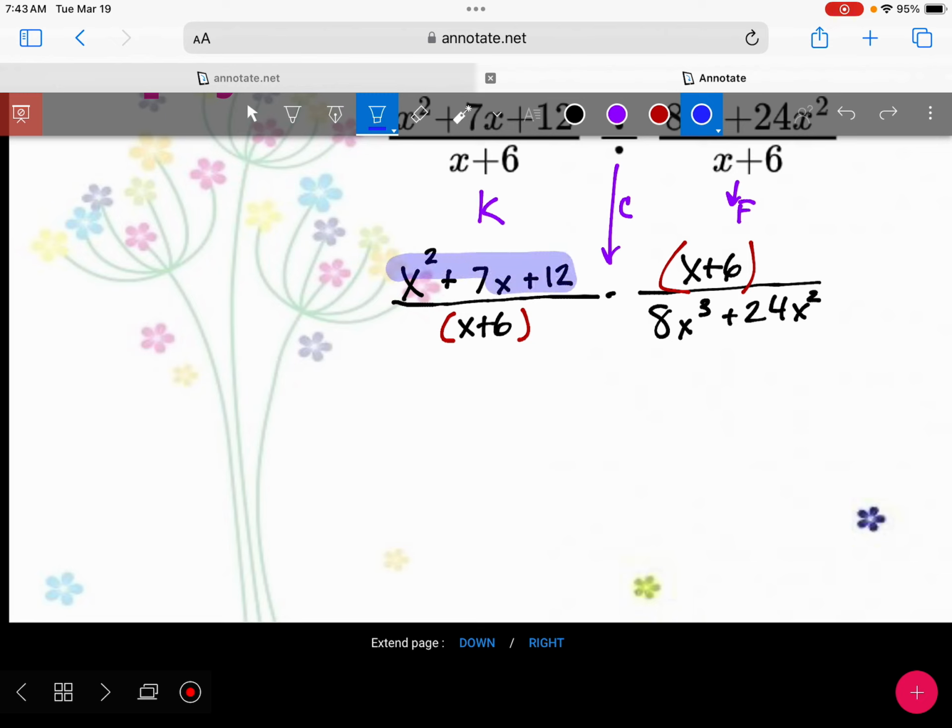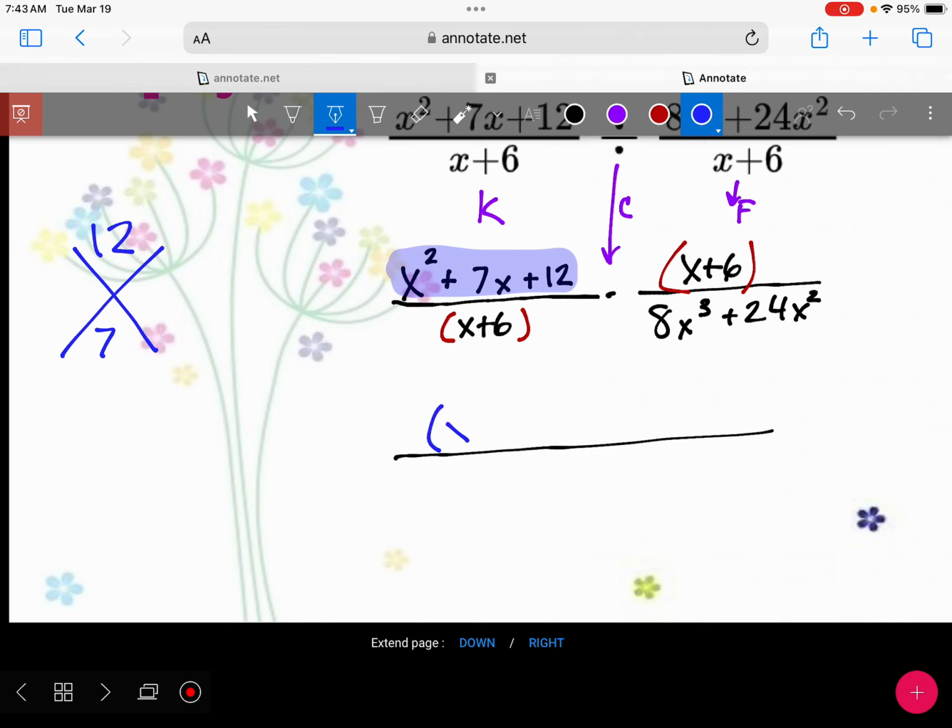So let's factor this guy. I have an a value of 1, so I know all I'm going to need is my x frame. Multiplies to be 12, adds to be 7. 3 and 4. So we're going to have x plus 3 and x plus 4. Then let's look at this guy over here.